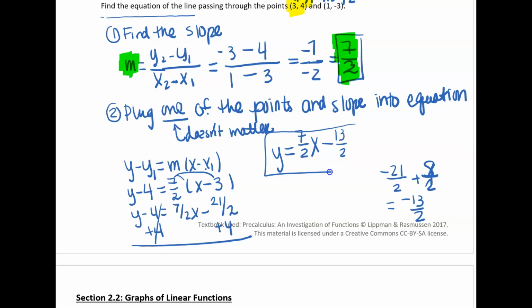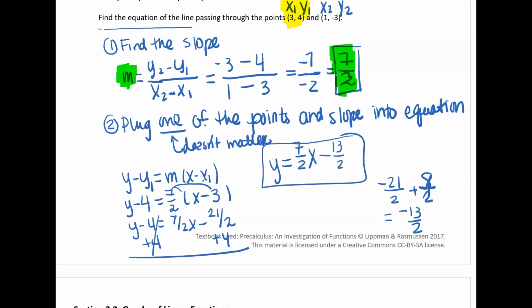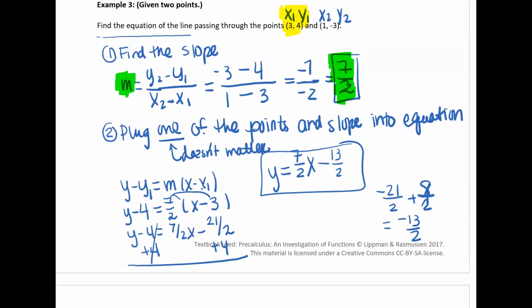And I'm going to leave it just like that. You always want to leave your answers as an improper fraction in lowest reduced form. I'm not going to go in there and turn it to a mixed number. And I'm also not going to go in there and turn it into a decimal either.